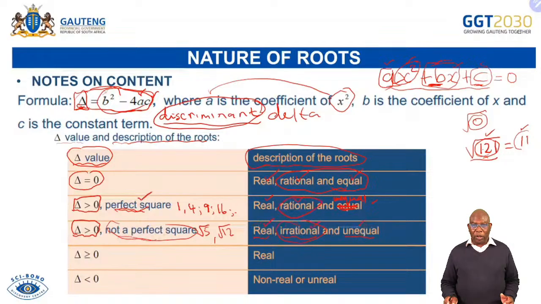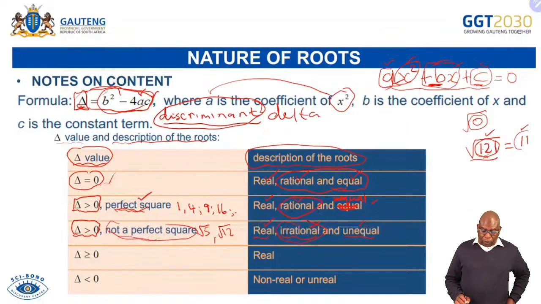Remember, when I use my full quadratic formula, either we're going to have 2 equal answers or 2 unequal answers. When do I get equal answers? When delta is 0. When do I get unequal answers? When delta is greater than 0. The one case will be perfect squares, the other will be not a perfect square. Not a perfect square, irrational. Perfect square, rational.